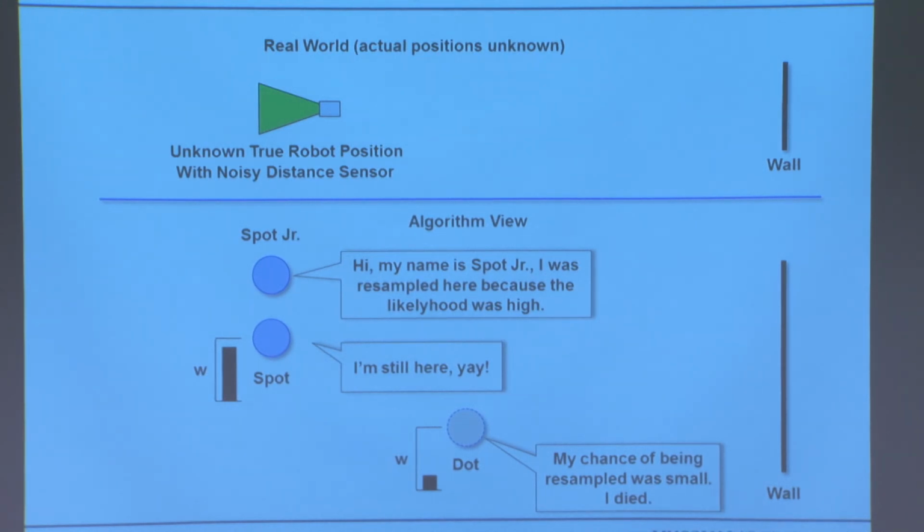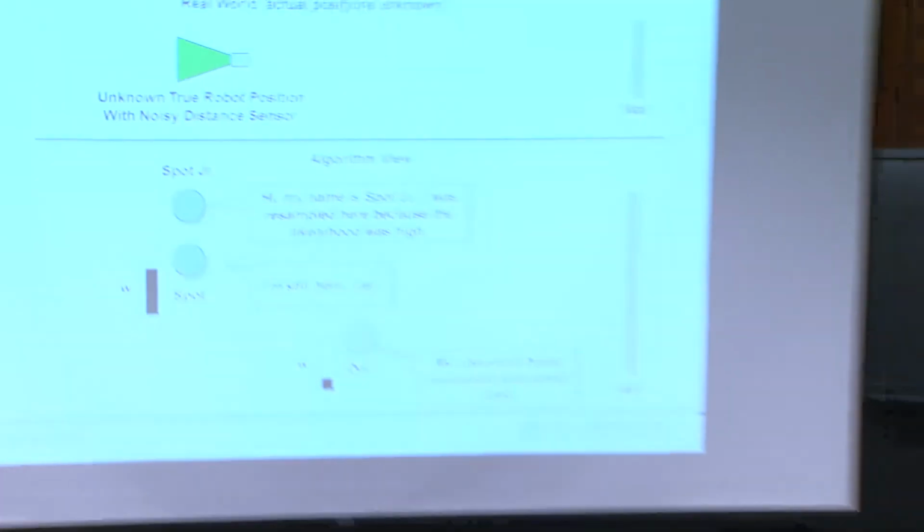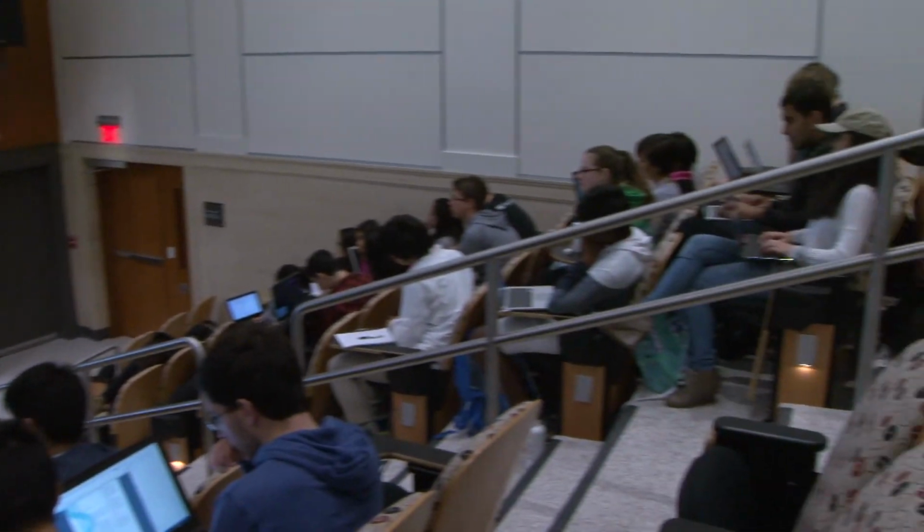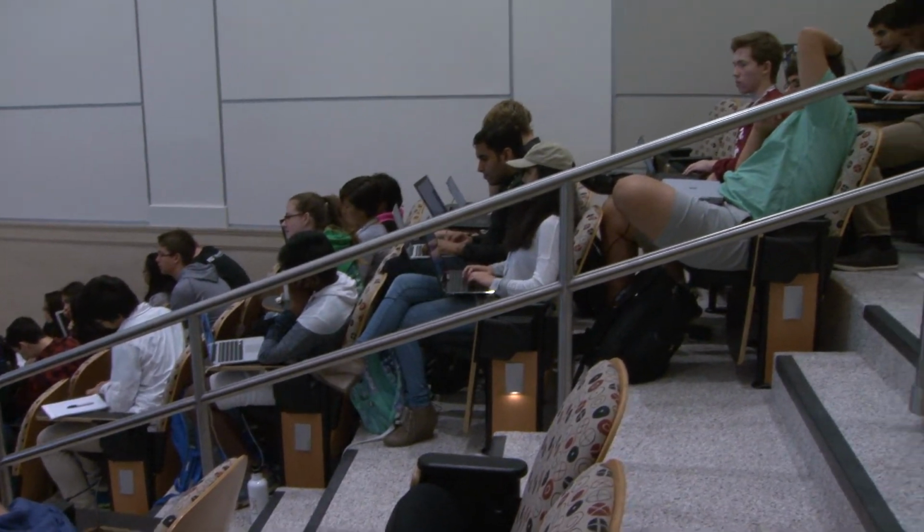Yes? In order for this to work, wouldn't you already have to know the actual location of the robot, to subtract, so you can find the error, right?